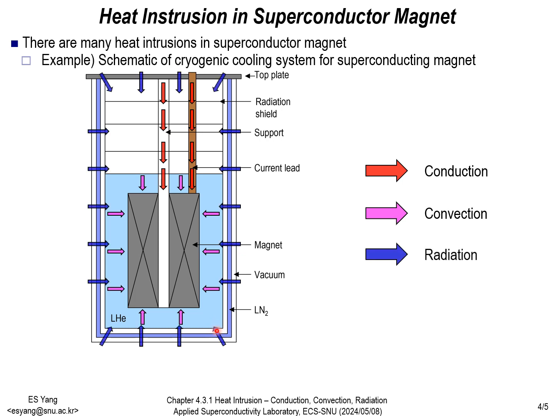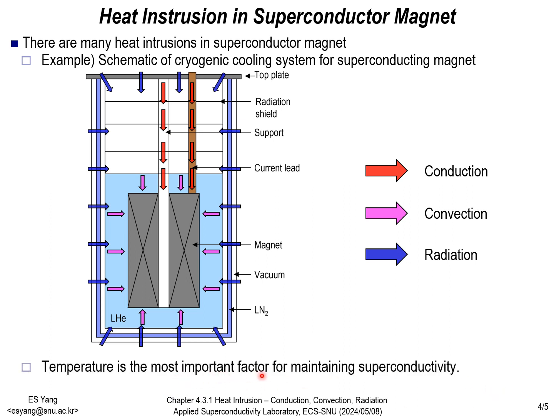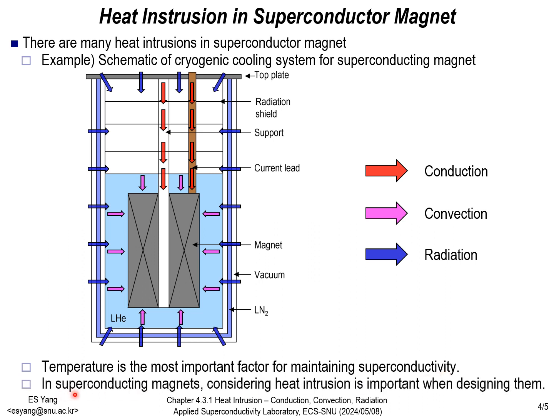Lastly, radiation transfers heat without an intervening medium, allowing heat to enter the magnet from all directions, as shown in the illustration. Temperature is the most important factor in maintaining superconductivity. Therefore, when designing a superconducting magnet, it is crucial to consider heat intrusion from conduction, convection, and radiation.